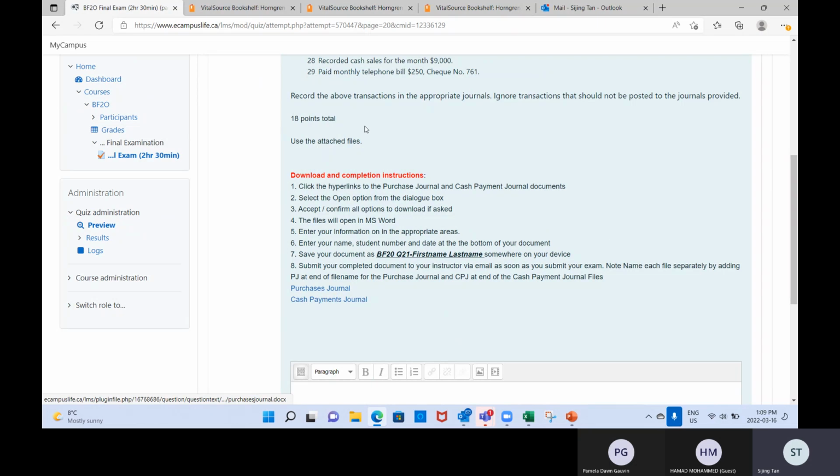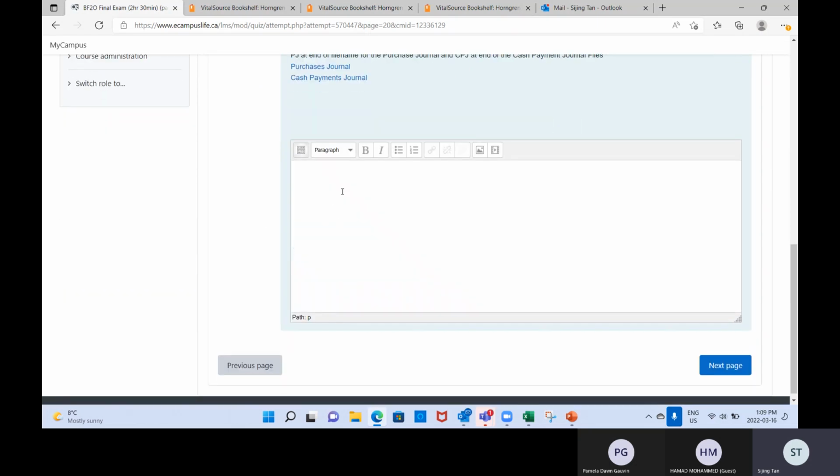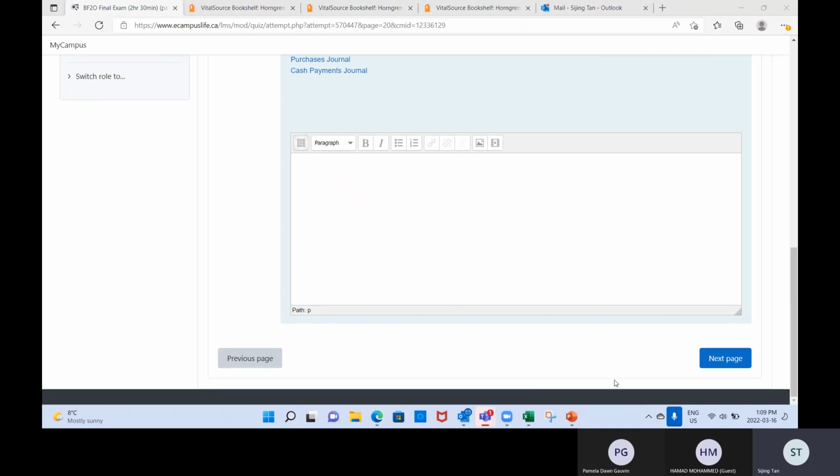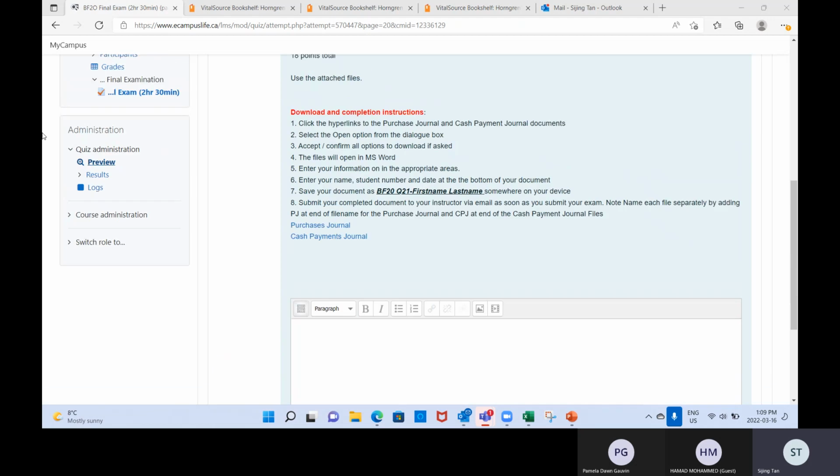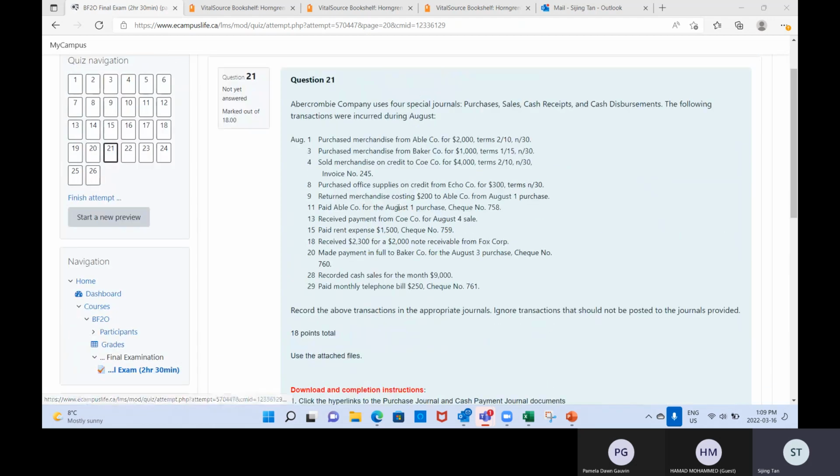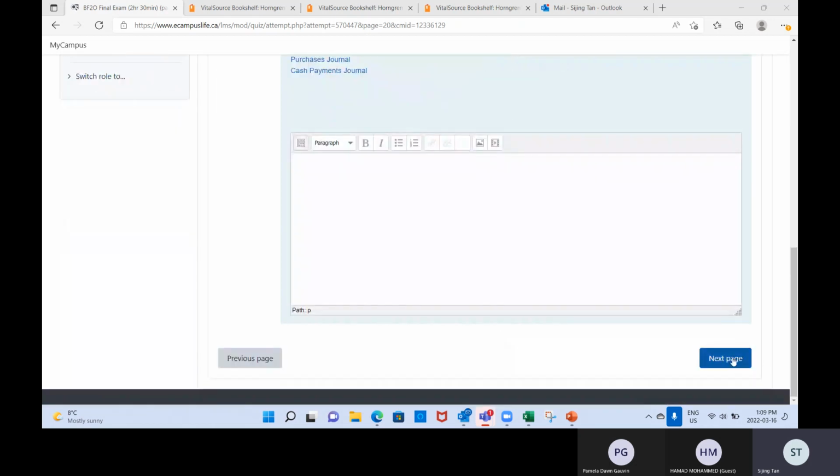They will show that you could click, see this is purchase journal or cash payment journals. When you click, there's a template that shows up. So you can put your answers in there, or you can just simply type in there at the bottom. When you finish typing, you go to the next page. When you finish the 26 questions, then you can just finish attempt and submit it. So I could get it from this button. You don't need to resubmit it through your email.